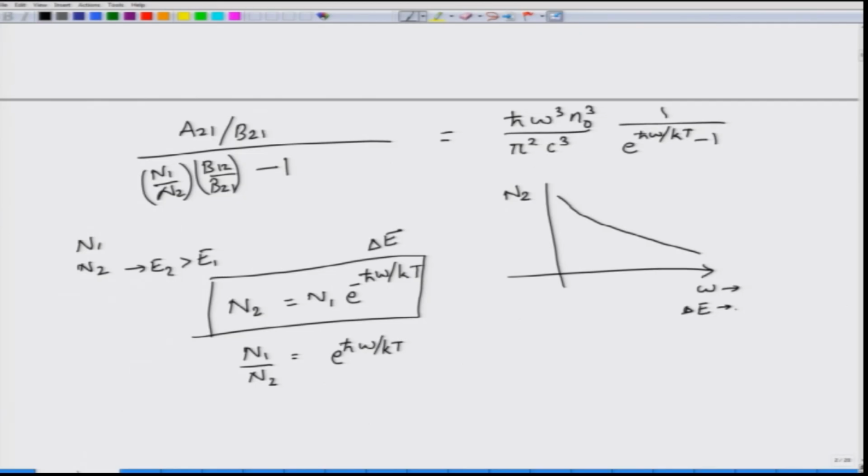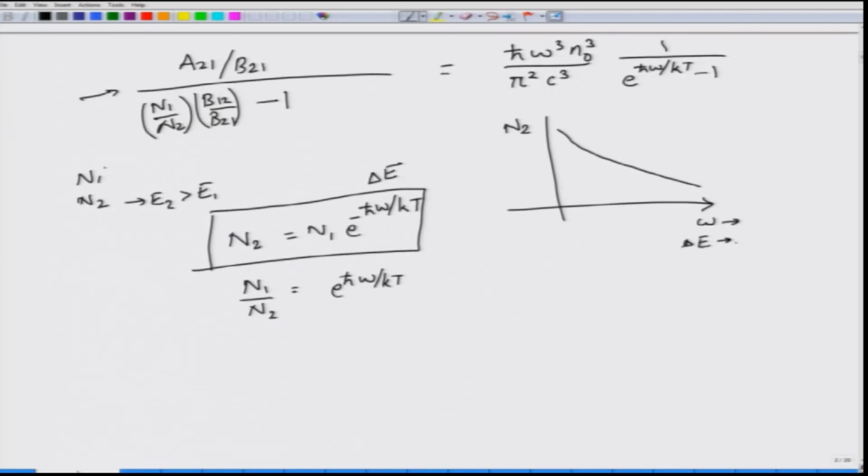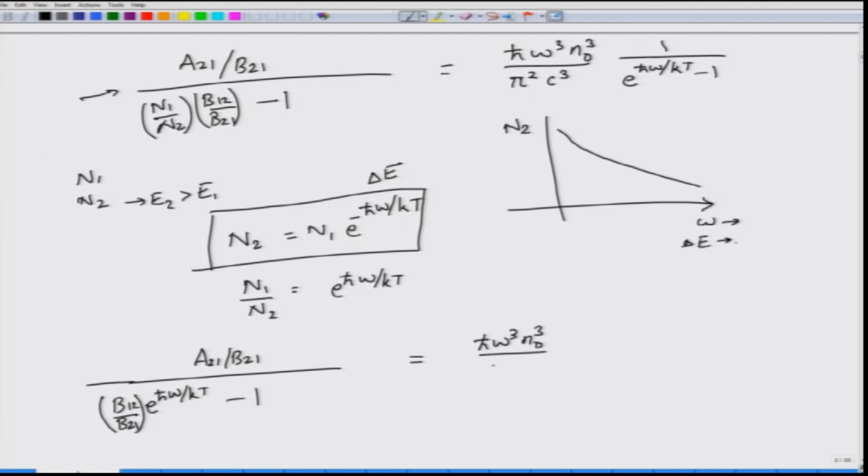So, I can substitute that relationship into the equation at the top here and write A21 by B21 divided by e to the power h bar omega by kT, then you have B12 by B21 minus 1. This must be equal to h bar omega cube N0 cube divided by pi square C cube, times 1 by e to the power h bar omega by kT minus 1.